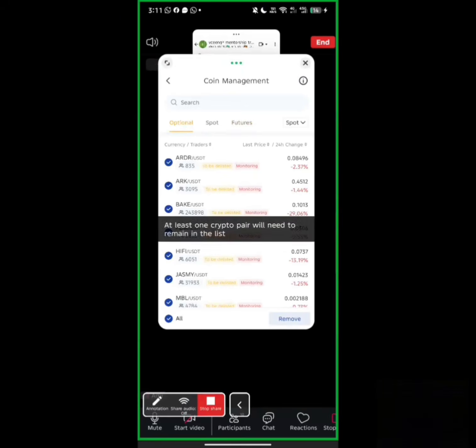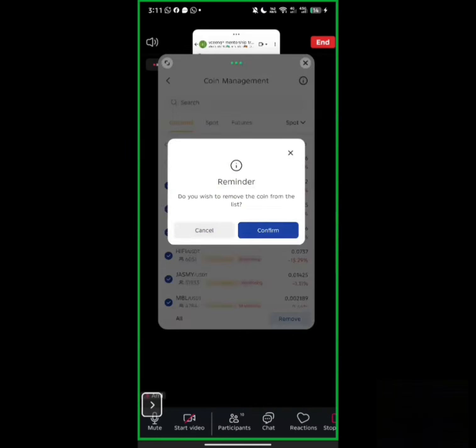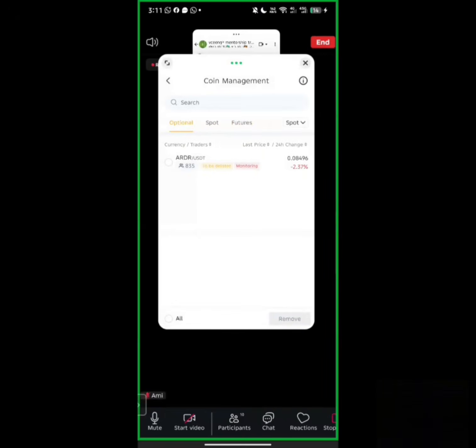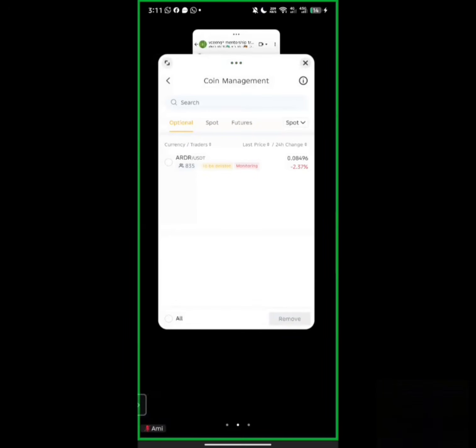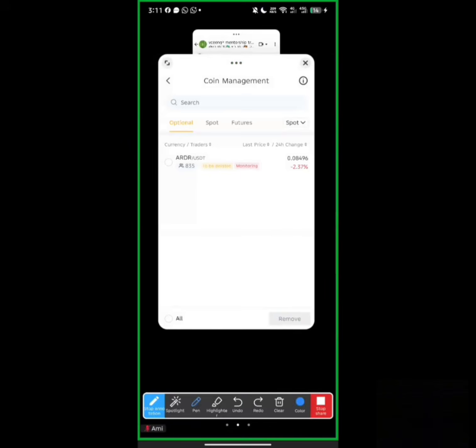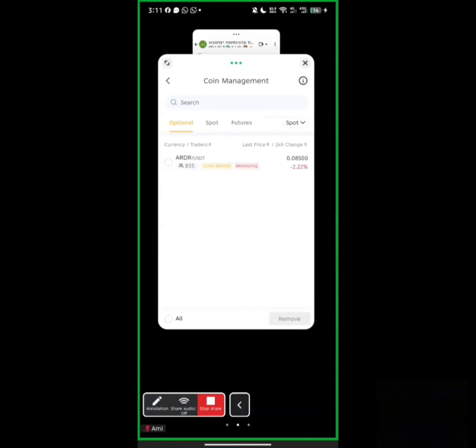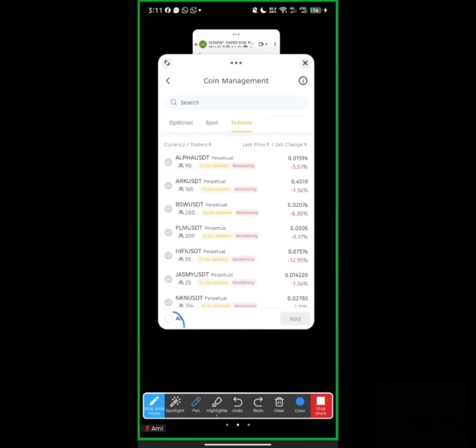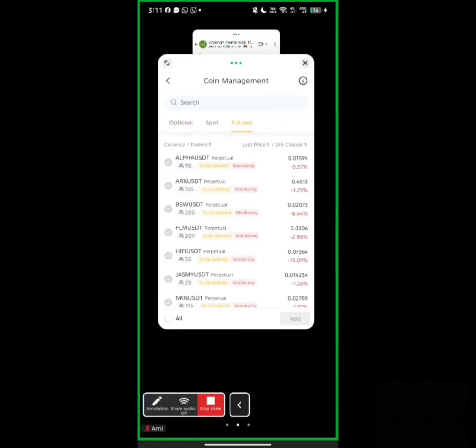Okay, so remove. Now, there must be at least one pair remaining. So I'm going to remove all the coins. Now I've removed them. So what I want you to do as a beginner, what you're going to see is a few coins listed. Few coins, not all the coins. So what you want to do is click on these futures here. We are focusing on futures. So you click on futures there. And you click on all at the bottom here. And after clicking on all, you can see.